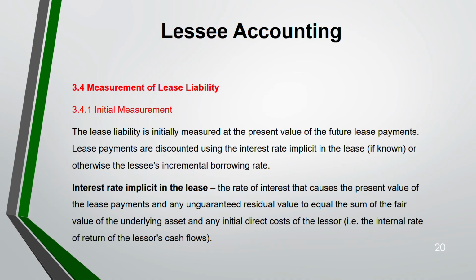Now, interest rate implicit in the lease. This is the rate of interest that causes the present value of the lease payments and any unguaranteed residual value to equal the sum of the fair value of the asset and any initial direct costs of the lessor.